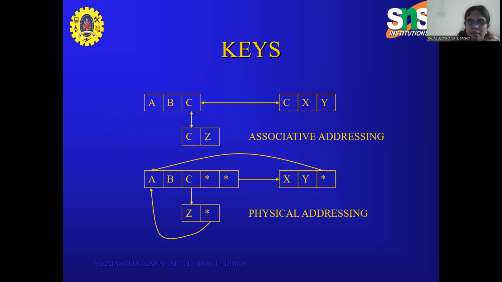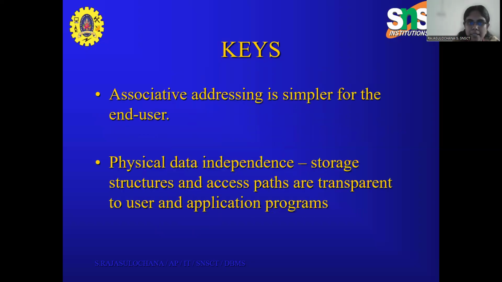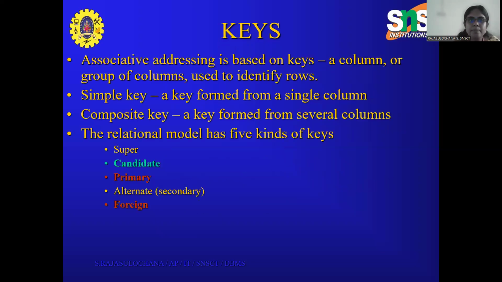So this is how physical addressing and associative addressing is done in DBMS. This is a pictorial representation. From the end user perspective, associative addressing is very important, whereas from a storage perspective, or with respect to access paths, physical data independence is more important. Associative addressing is mainly based on keys.